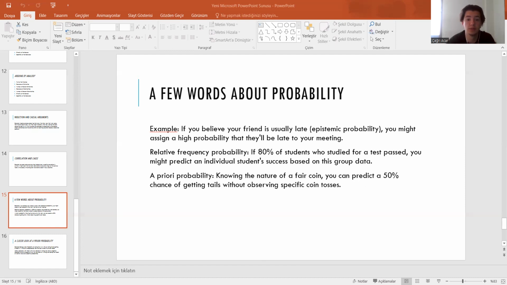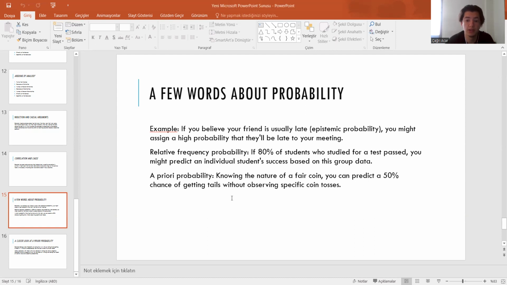There are different senses of probability. Epistemic probability expresses how likely we think an event is based on our beliefs. Relative frequency probability applies information about a group to an individual case, relying on accumulated data from observed group behavior. And third, a priori probability involves odds that can be calculated independently of sensory observation, such as the 50% chance of getting tails on a fair coin toss. Each type of probability serves different purposes, from expressing personal beliefs to making predictions based on observed data or mathematical calculations.